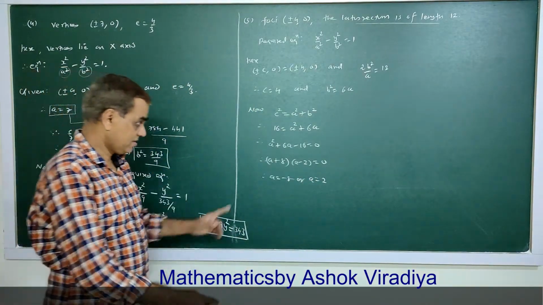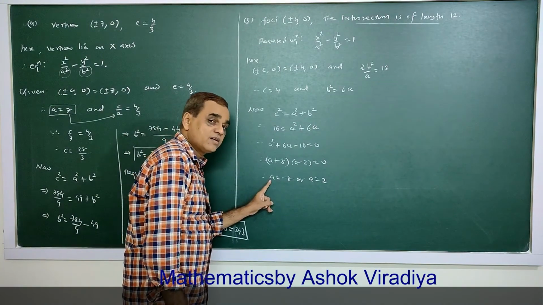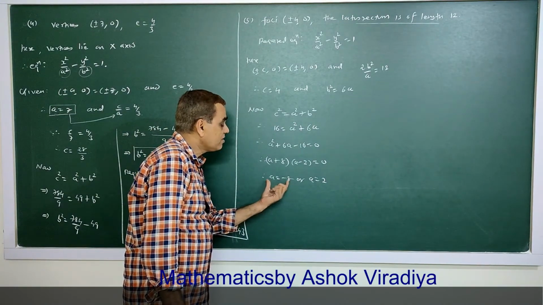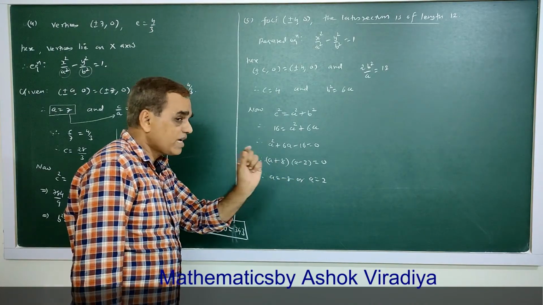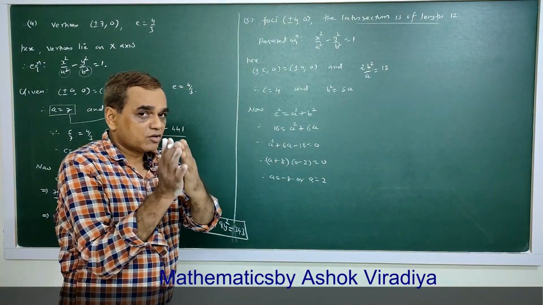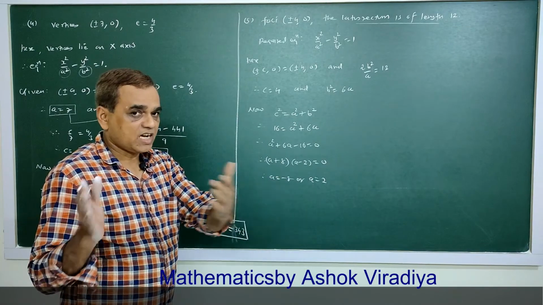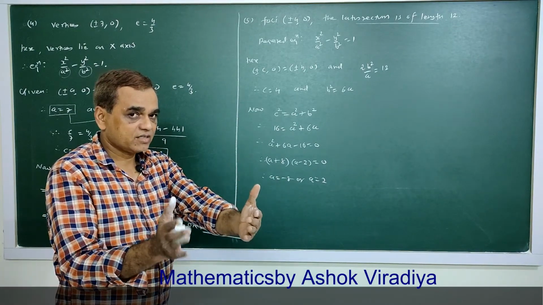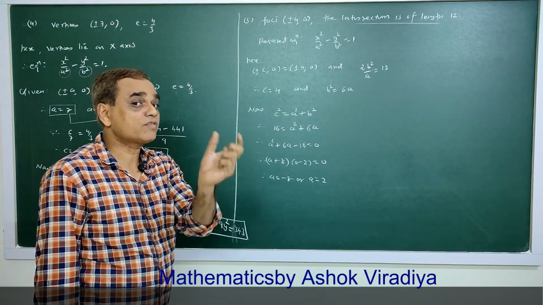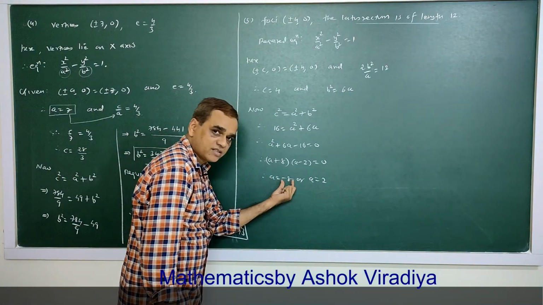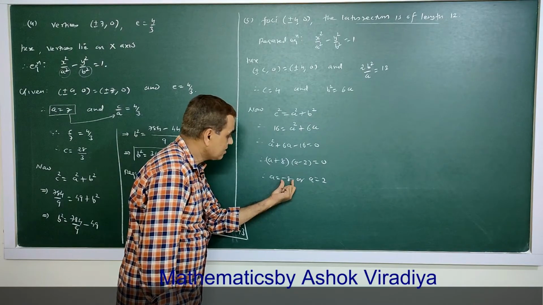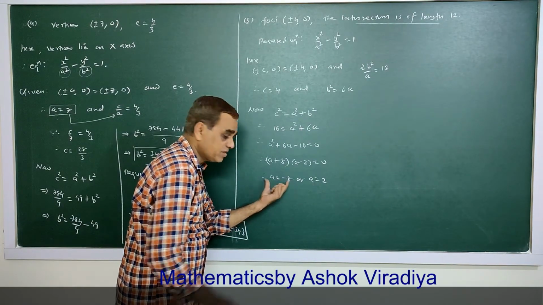But remember, here a is the length of semi... 2a is the length of... there are two axes, transverse axis and conjugate axis. 2 times a is the length of the transverse axis. So this is the length of the half transverse axis, the semi transverse axis. But it cannot be negative. This is not possible.